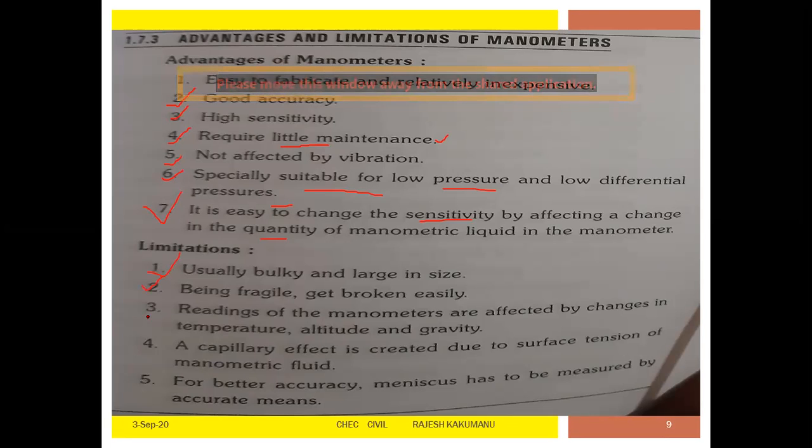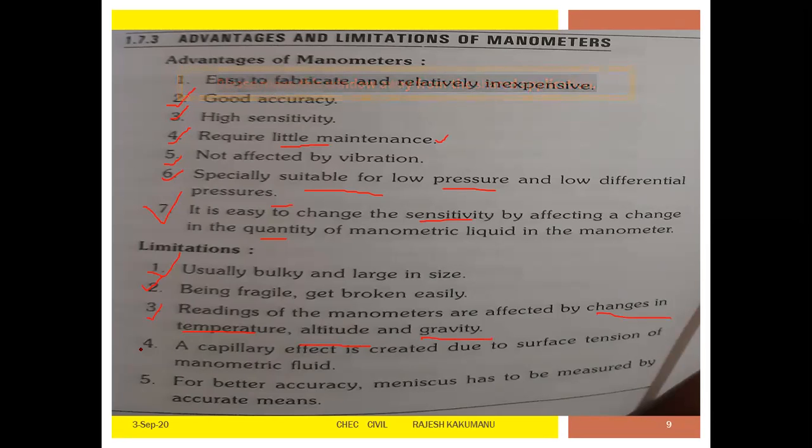Next, readings of the manometers are affected by changes in temperature, altitude, and gravity, obviously. Whenever you are taking liquid-type readings, what is the problem? The first is changes in the temperature, and the gravity pull towards downwards, and the heights where you are measuring. So these are the negatives for manometer readings.